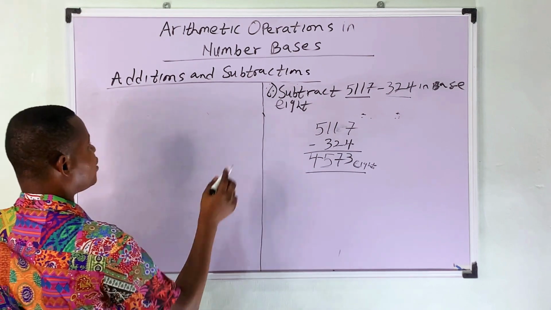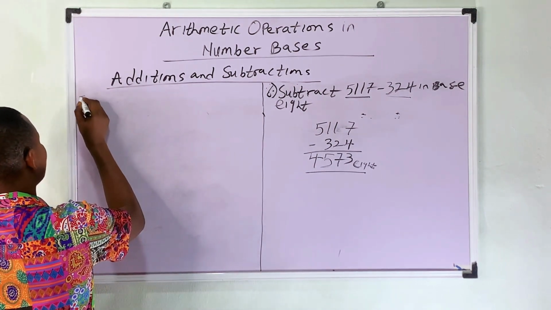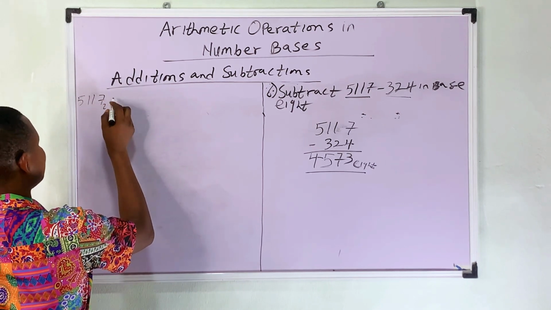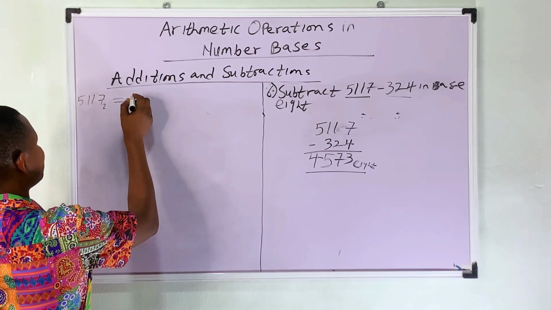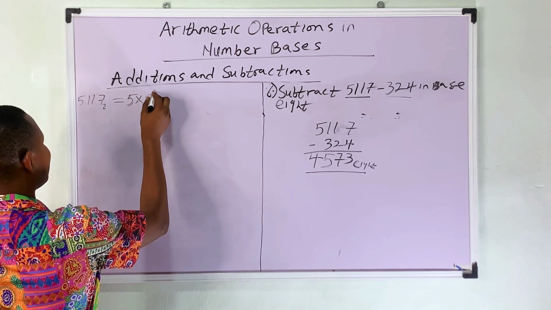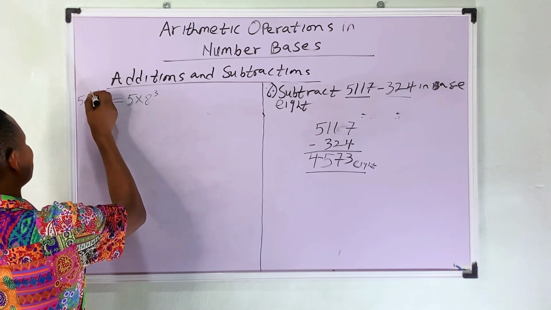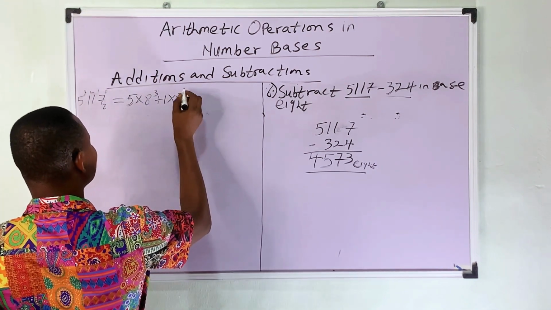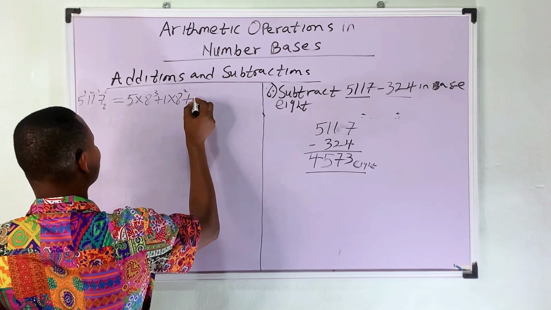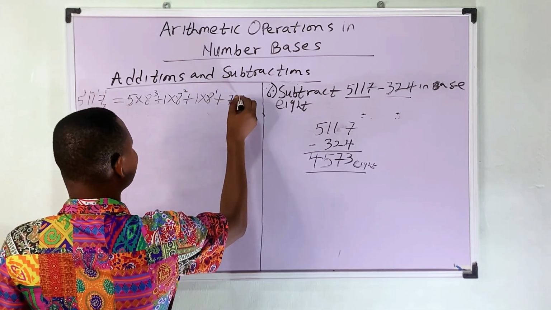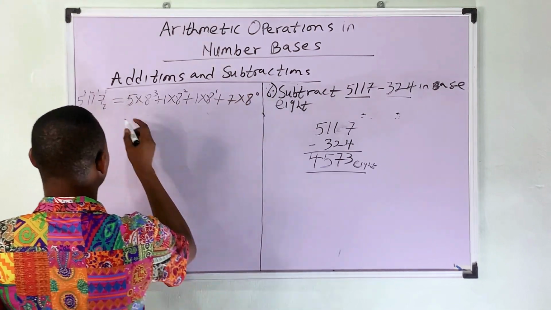Now, let's firstly convert 5117 in base 8 to 10. That will be equal to 5 times 8 raised to power 3. Don't forget 0, 1, 2, 3. Then plus 1 times 8 raised to power 2, plus 1 times 8 raised to power 1, then plus 7 times 8 raised to power of 0.